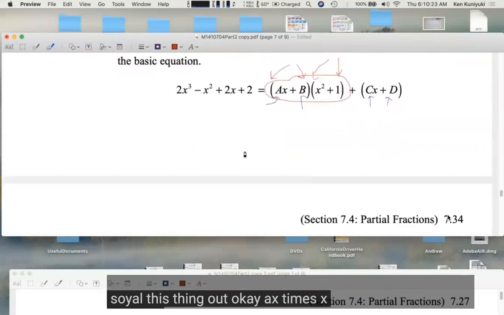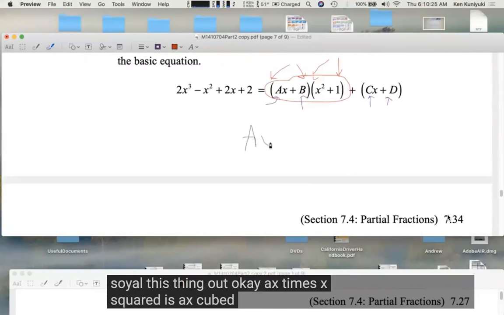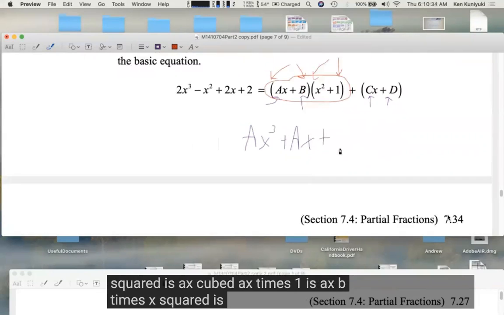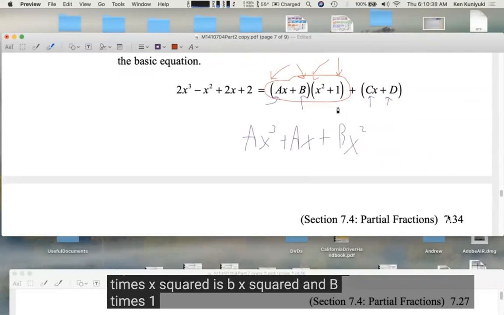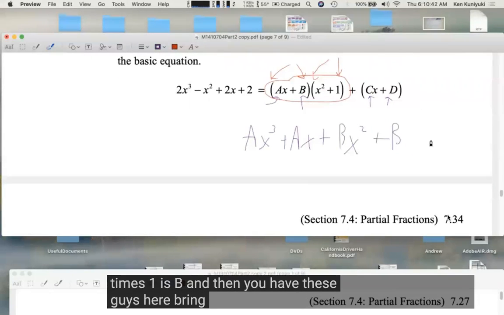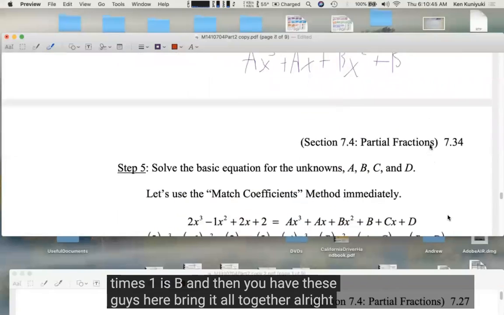AX times x squared is AX cubed. AX times 1 is AX. B times x squared is BX squared. And B times 1 is B. And then you have these guys here. Bring it all together. All right.